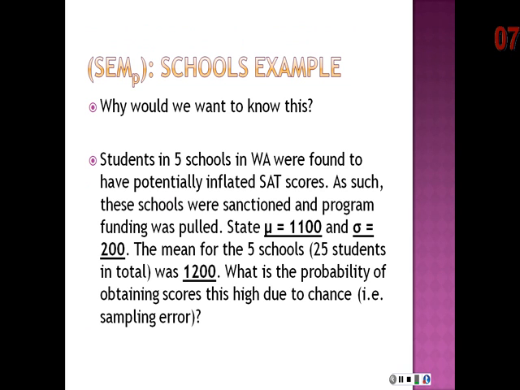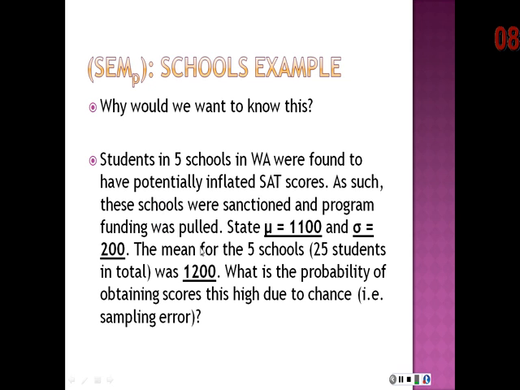Let's say students in 5 schools in Washington were found to have potentially inflated SAT scores. As such, these schools were sanctioned and program funding was pulled. And so what we have here is the state or population mean on the SAT is 1100, and the standard deviation is 200. So it's a fairly standard deviation.